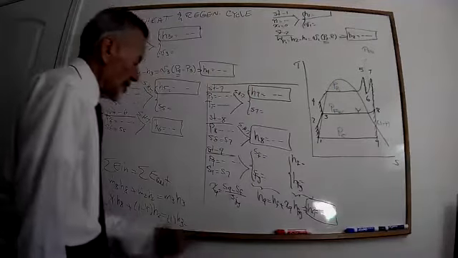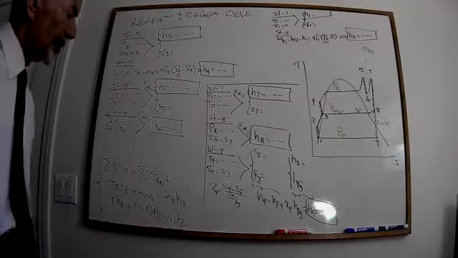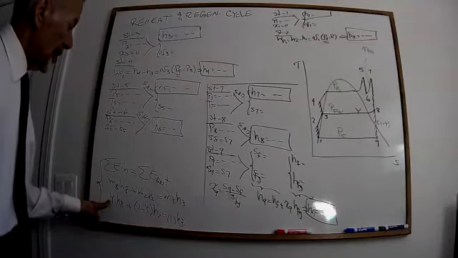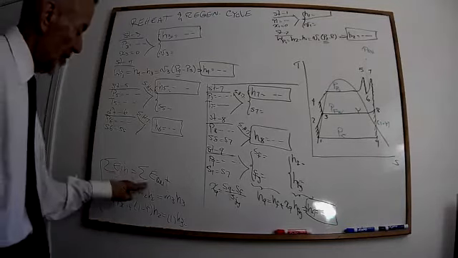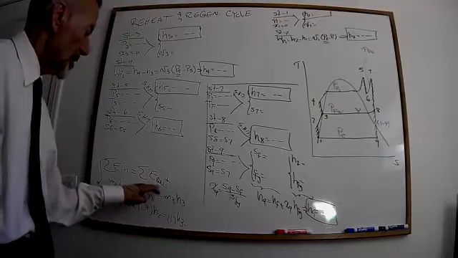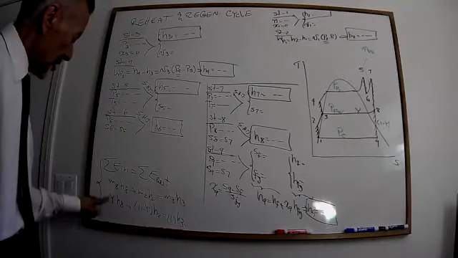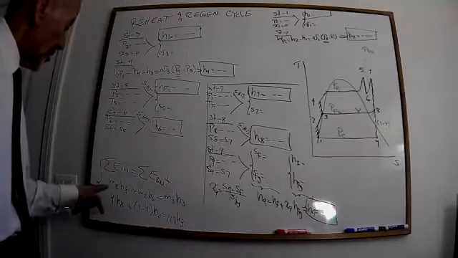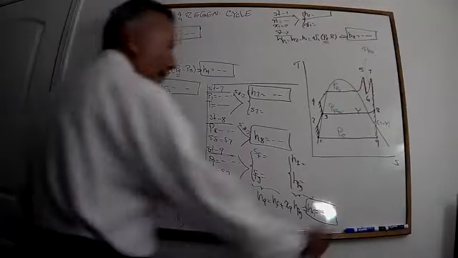So now you run around the cycle, you find all values. The next step is to do this: the summation of all energy coming in is equal to the summation of all energy going out. Based on your diagram and based on the TS diagram, you write this relationship.